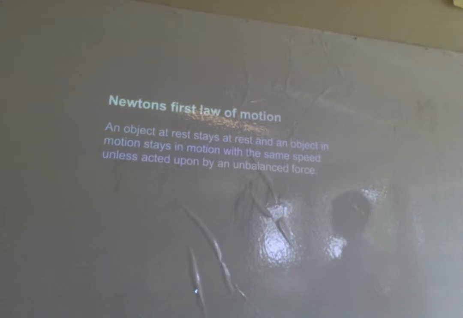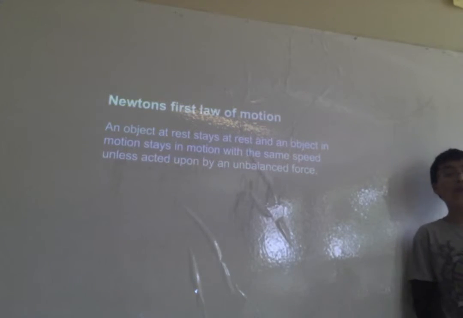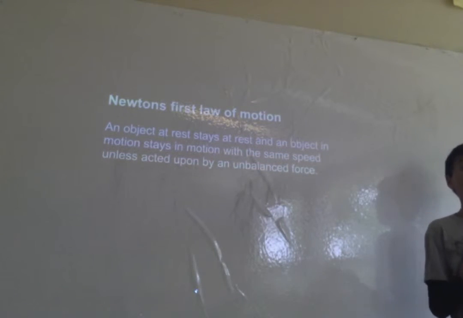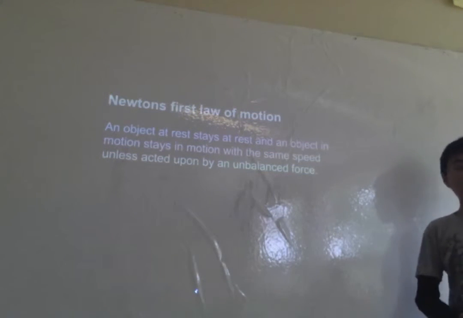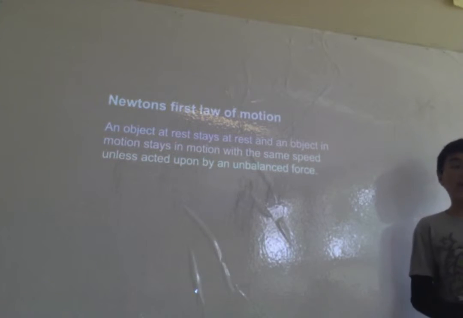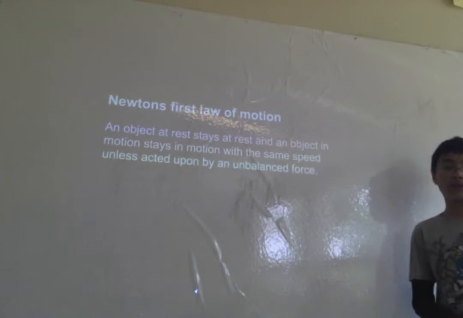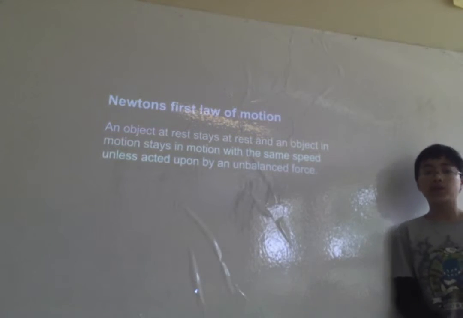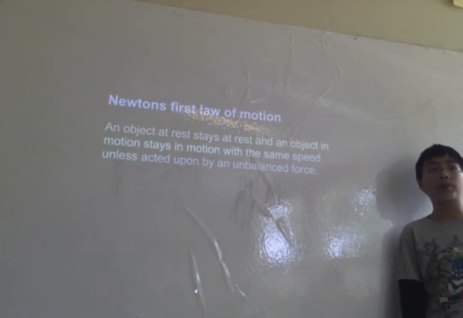Now, just a few laws of motion. Newton's first law of motion, by the way, Newton was a genius. His first law of motion is that an object at rest stays at rest, and an object in motion stays in motion with the same speed unless acted upon by an unbalanced force, like friction, gravity, a person, stuff like that.